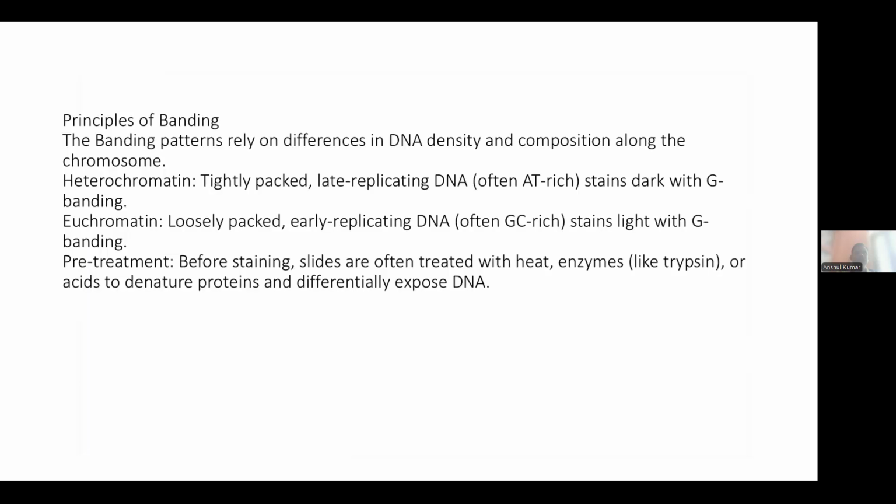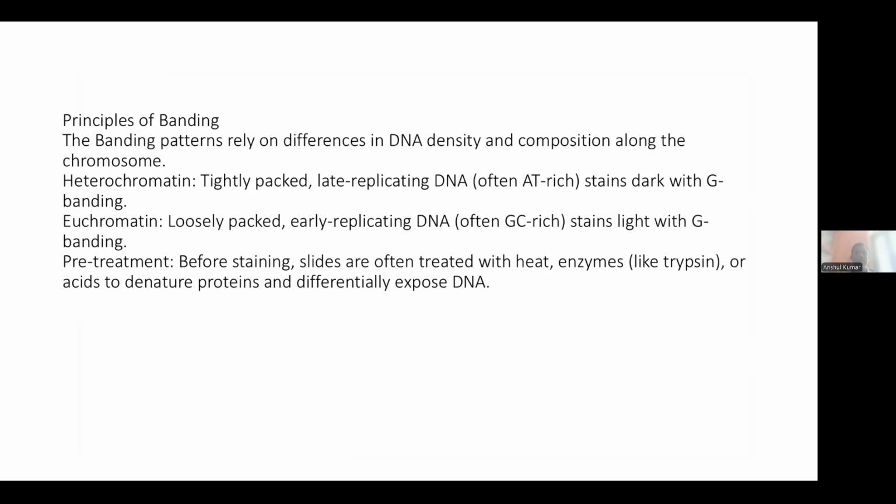Now coming to the next topic, how we stain these chromosomes. Staining chromosomes is called banding techniques, and there are different types of banding techniques. The banding patterns rely on differences in DNA density and composition along the chromosomes. So there are two portions. One is heterochromatin, which is tightly packed, late replicating DNA, often AT rich, which stains dark with G banding. The other is euchromatin, loosely packed, early replicating DNA, often GC rich, which stains light with G banding. That is, they are light bands.